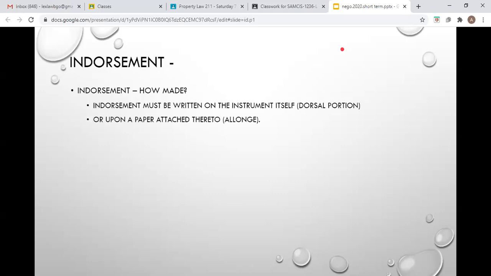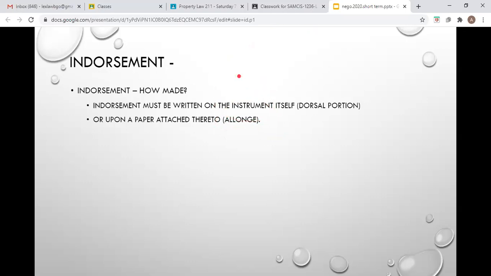Ngayon, how about if the dorsal portion of that instrument is already filled up with numerous endorsements? So, ang dami-dami ng transfers na nangyari. Ang dami-dami ng pirma doon sa likod ng instrument. Wala nang paglalagyan pa yung pirma mo. Is it possible to place your endorsement on a separate paper? The answer would be yes. You can likewise place your endorsement in what we call now as an allonge.